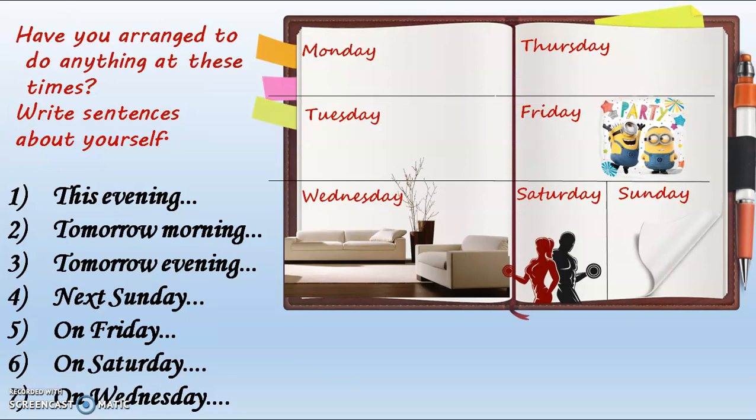Have you arranged to do anything at these times? Write sentences about yourself. Try to tell me, what will you do? What are you going to do this evening, tomorrow morning, tomorrow evening? If you have not decided what to do at one of these times on the screen, you can also decide at the moment. Write to me your arranged or not arranged plans for a few days ahead.